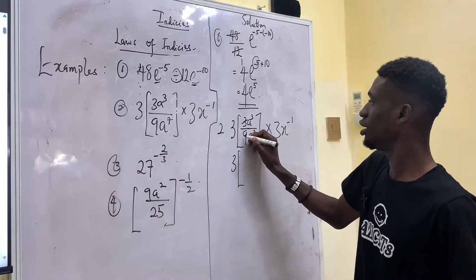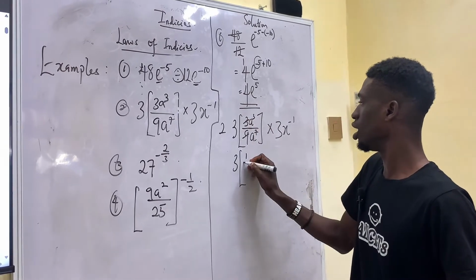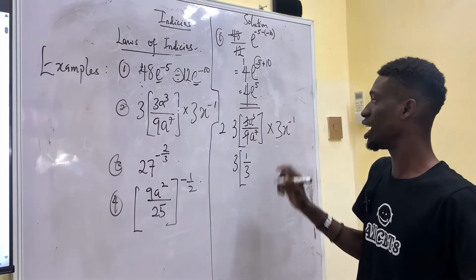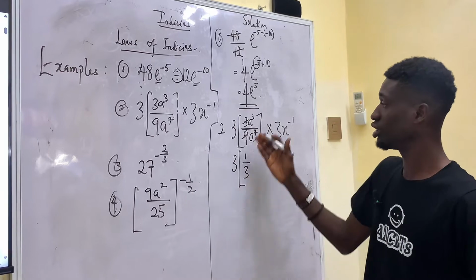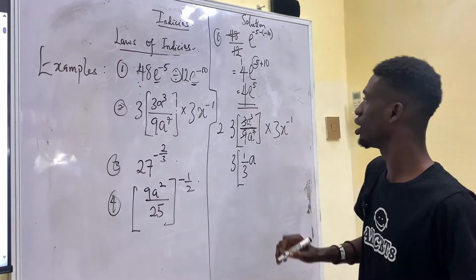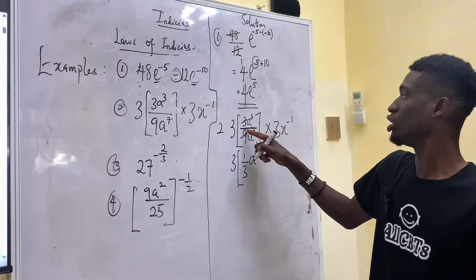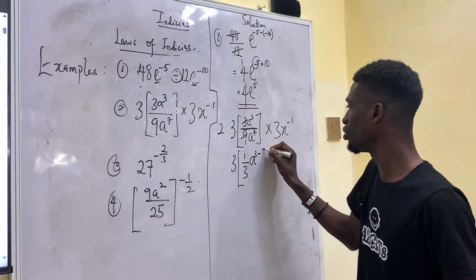Now, 3 divided by 9. 3 in 3, I have 1. And 3 in 9, I have 3. Now, they are the same base. And don't forget, which sign is in between them? The division sign. So I'll pick one of the base, which is a. Then my first power is 3. As you all know, your division is going to change to what? Subtraction.